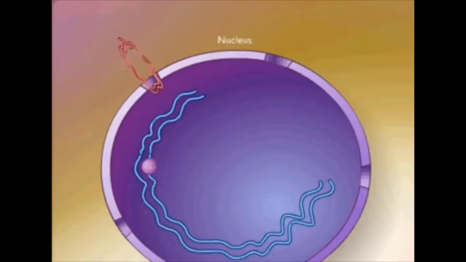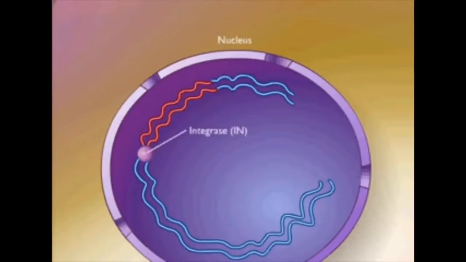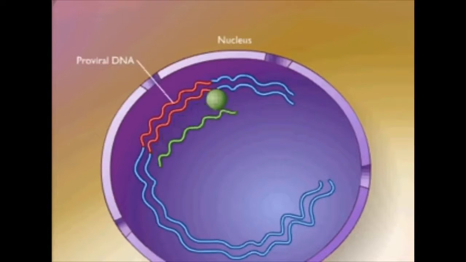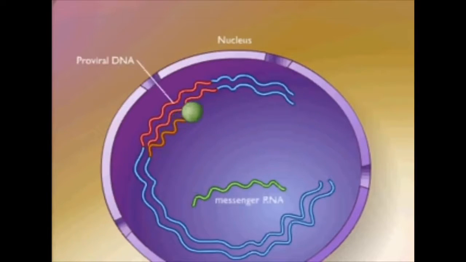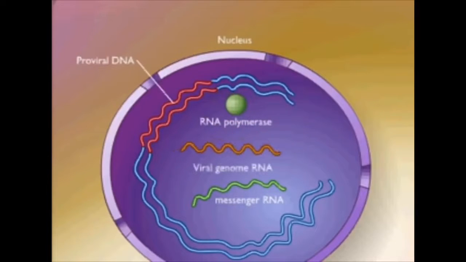The resulting circular DNA is then moved to the nucleus and inserted into the host cell chromosome by the viral integrase, IN, enzyme. The integrated viral DNA is now referred to as proviral DNA. Following integration, the proviral DNA may remain dormant, or with host cell activation, RNA may be synthesized from the DNA, yielding messenger RNA and viral genome RNA.